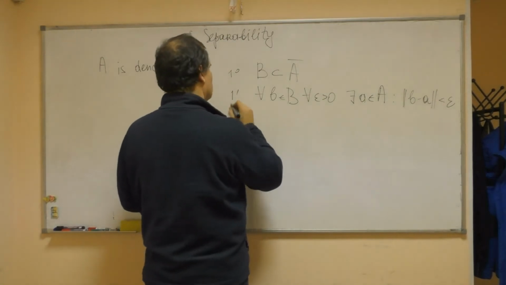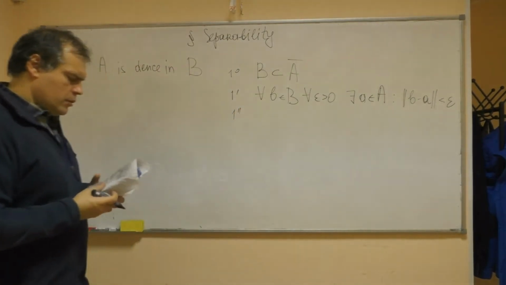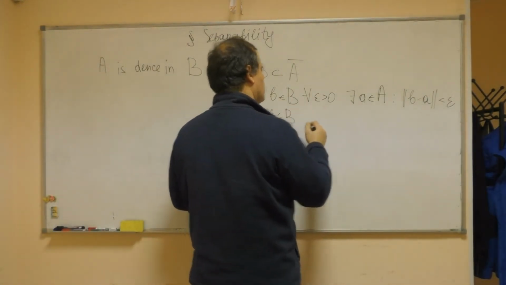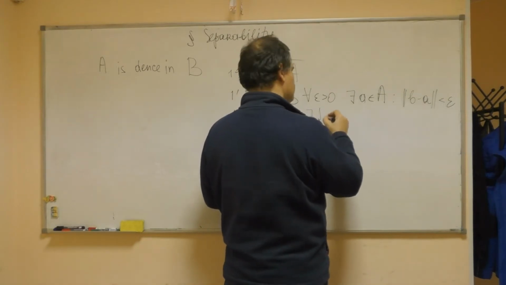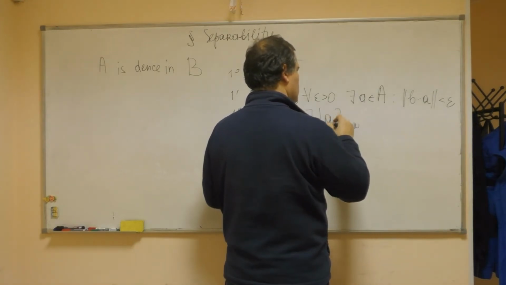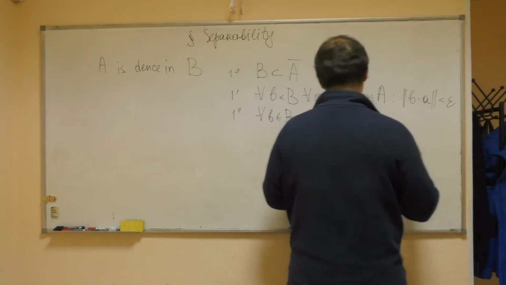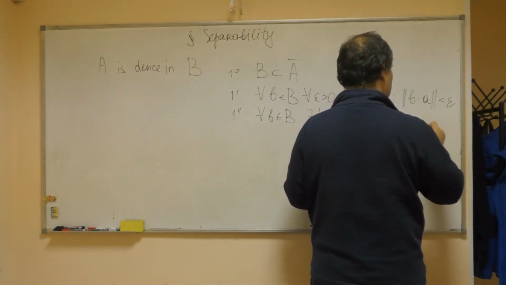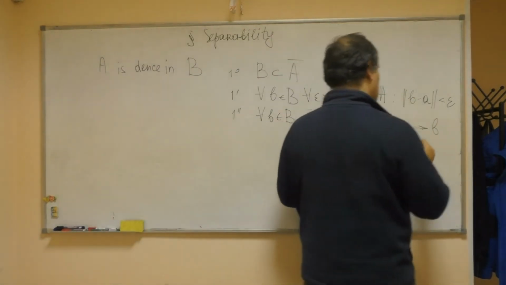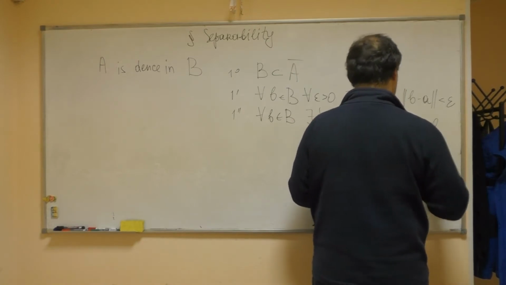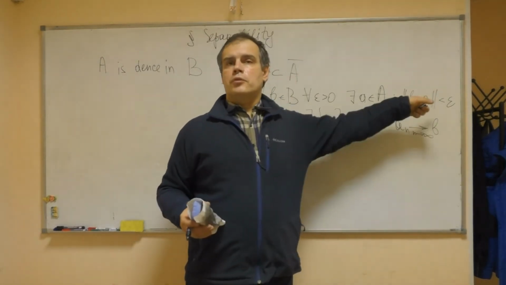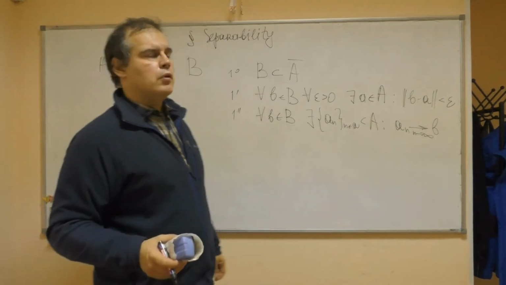And one more form of the same definition: for each b from B, we can find a sequence from A such that this sequence converges to b. Now, of course, this is the norm in X and convergence also in our space X.